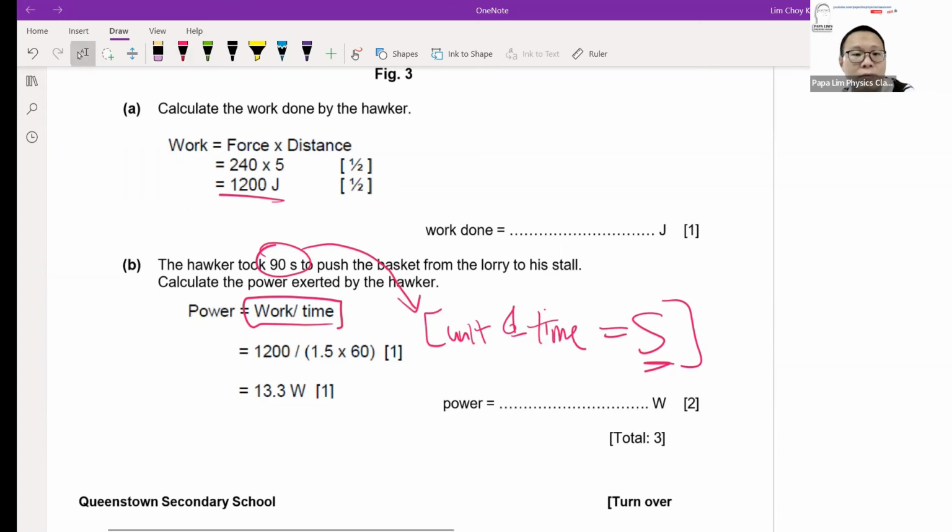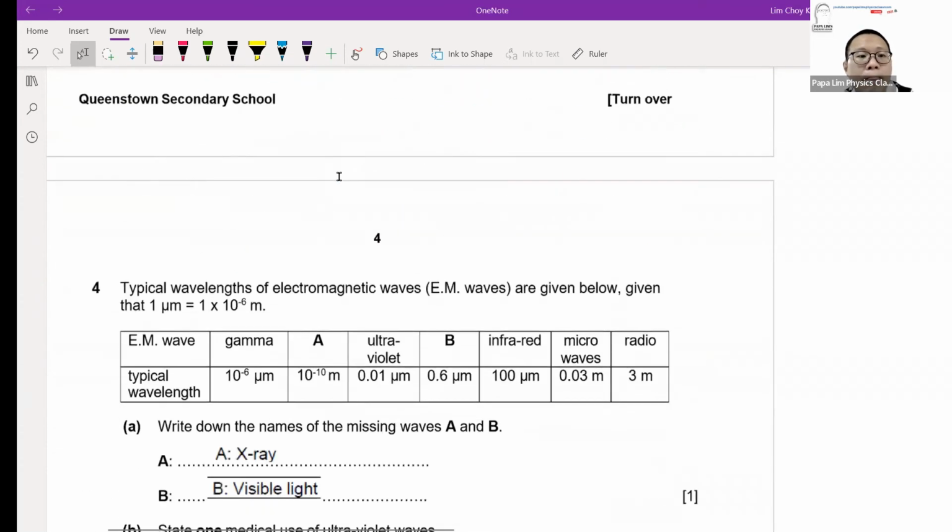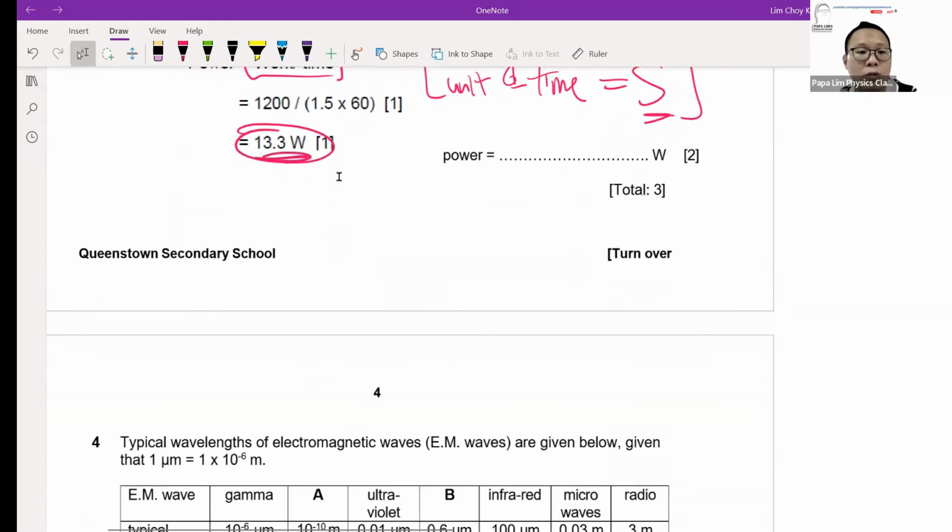Now the question gives you 90 seconds to push the basket from the lorry to the store. After that, you get the answer to be 13.3 watts. That's the power exerted by the hawker. Then that will be the end of question 3.